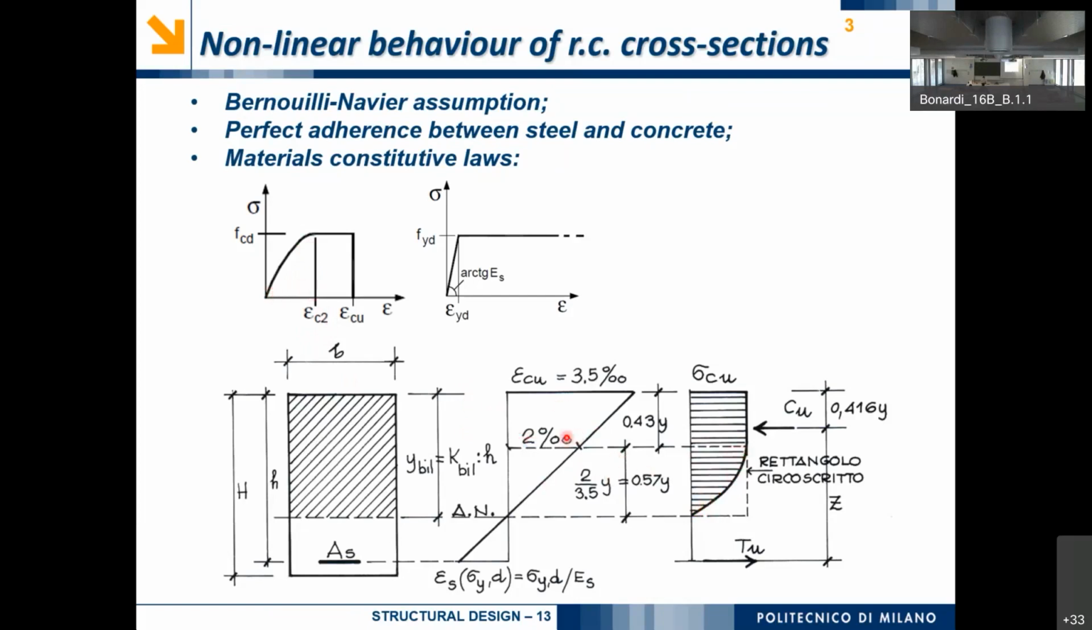When the strain exceeds 2 per thousand, or basically exceeds epsilon C2, the stress does not increase anymore. So it is constant. We don't care if the strain is 2 per thousand, 2.1 per thousand, 3 per thousand, 3.5 per thousand. The stress will always be FCD. So that's what we can see here.